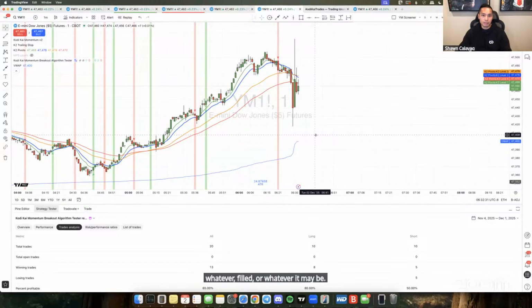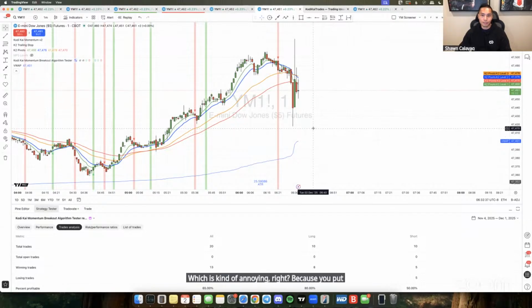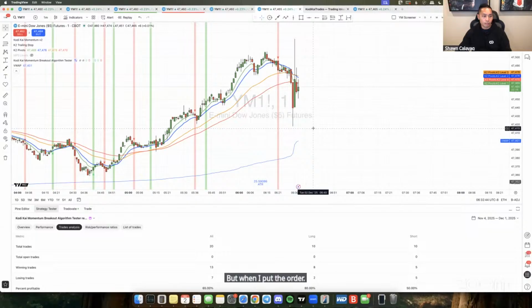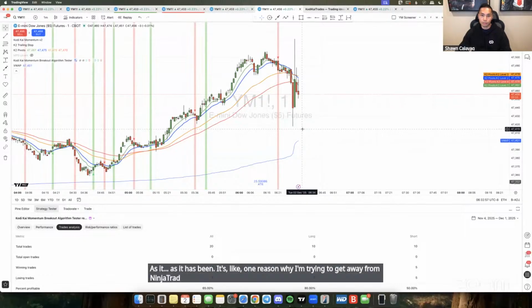It makes the notification like a second or 2 seconds later, which is kind of annoying, right? Because you put your trade there and you're expecting it to make the noise or confirm. But when I put the order, it took maybe a second, maybe 2 seconds for it to actually confirm. But yeah, I agree with you, Rev. NinjaTrader is probably as laggy as it has been. It's one reason why I'm trying to get away from NinjaTrader as quickly as possible.